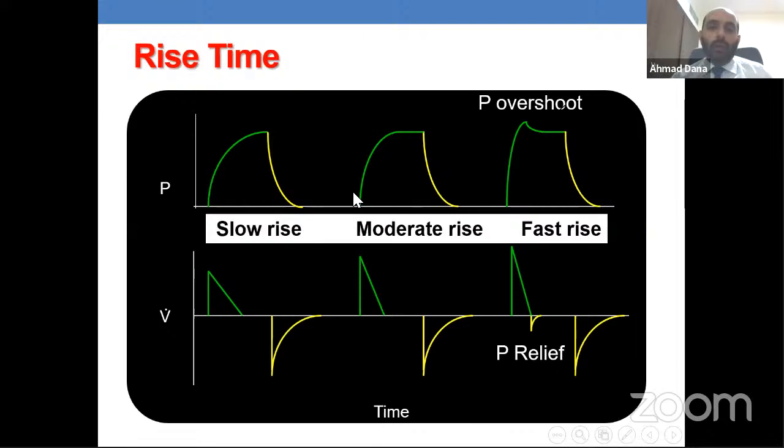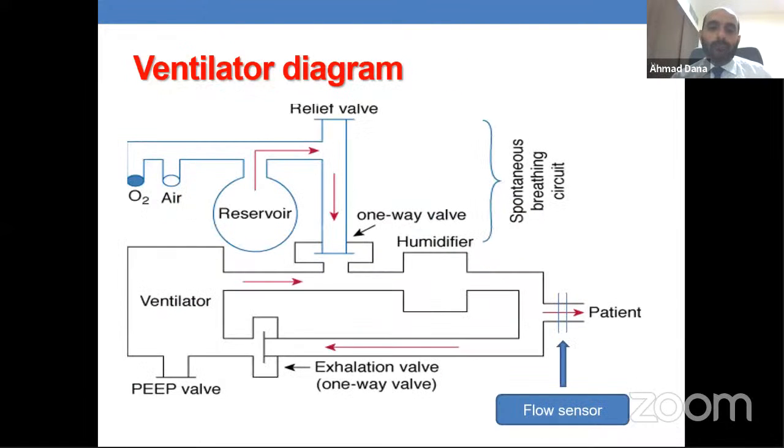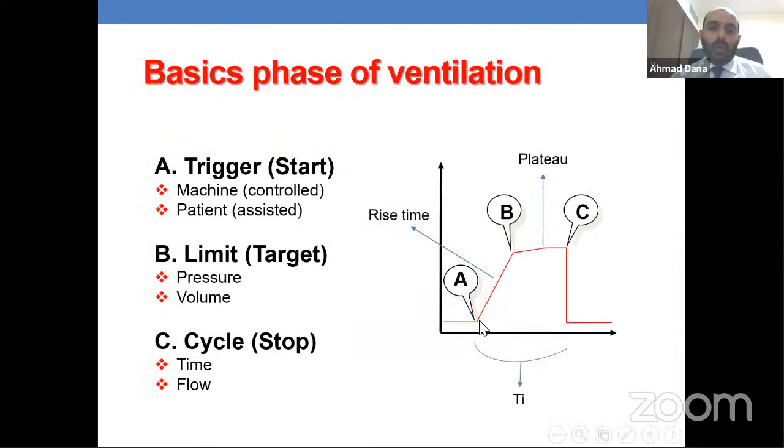Okay. Going back to this diagram. As we said, the trigger is the start of inspiration. The limit is when the machine will start to stop the flow of air, and this is because you reach the target, either pressure or volume.